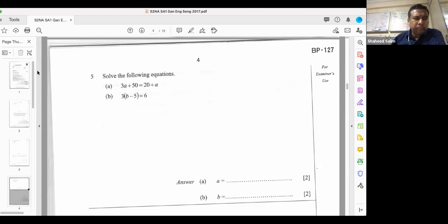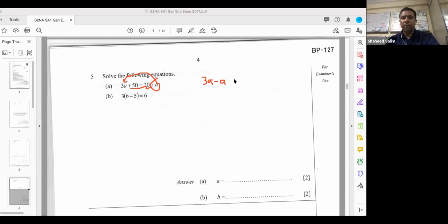Okay. So how to do A, yeah? And Shafi, okay, A is correct. I'll just run through, okay? Your job is to bring the letter to the left side. So Ryan, plus you bring over becomes minus. And this 50 you bring over on this side. Plus becomes minus here. So 3A minus A, because I brought it over, right?